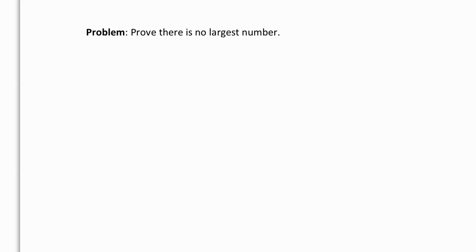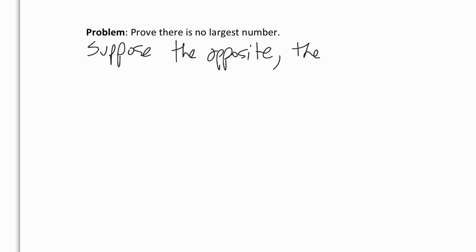And it would seem kind of difficult to try to prove that there was no largest number. It almost seems like the thing you couldn't prove. And so what you do is you start with the opposite. So you suppose whatever the opposite of the statement would be. In this case, the opposite of there is no largest number would be that, of course, there is a largest number. Maybe the largest number is, let's say, L.